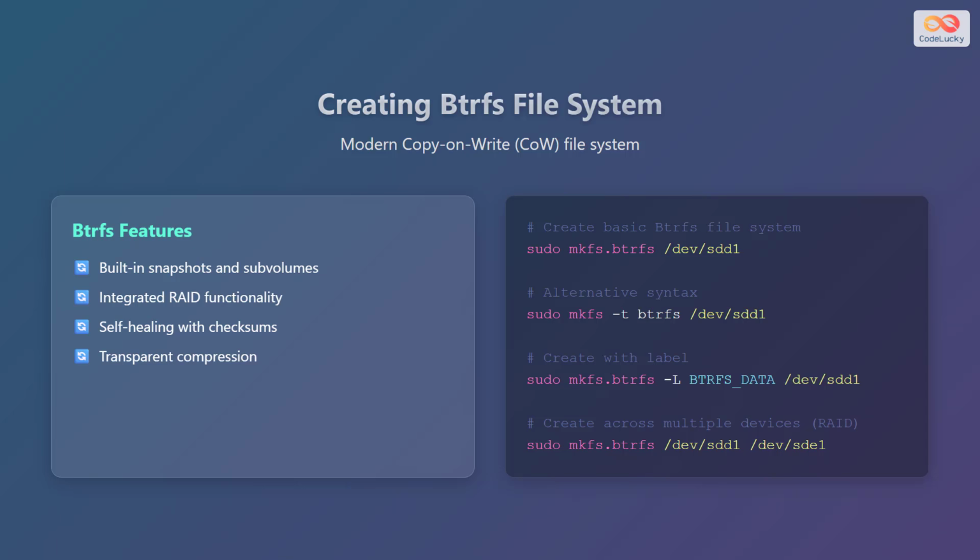To create it with a label, use sudo mkfs.btrfs -L btrfs_data /dev/sdd1. To create across multiple devices in RAID, use sudo mkfs.btrfs /dev/sdd1 /dev/sde1.